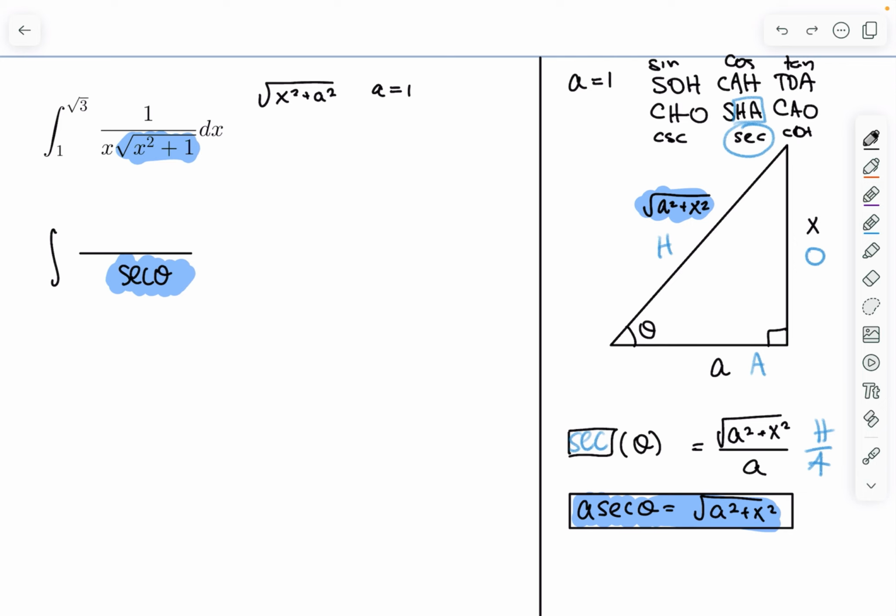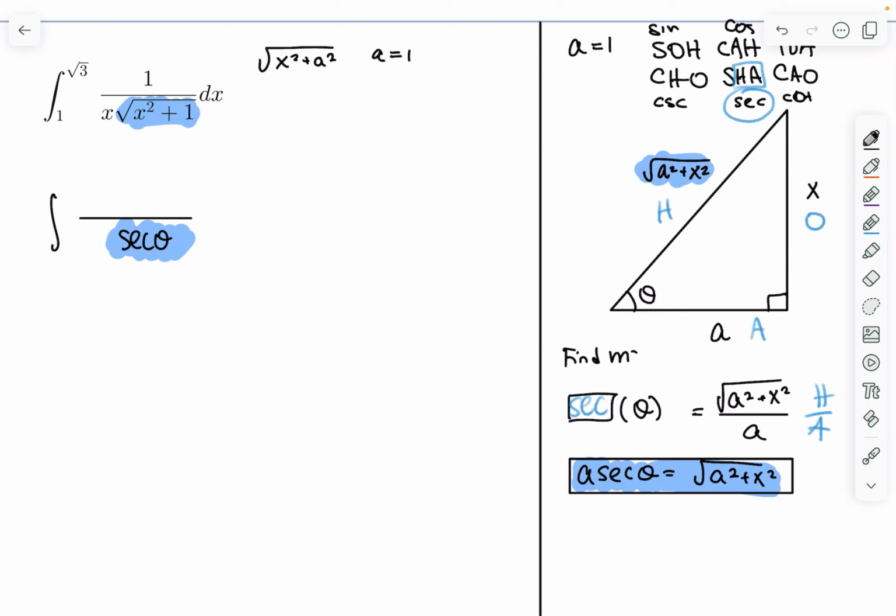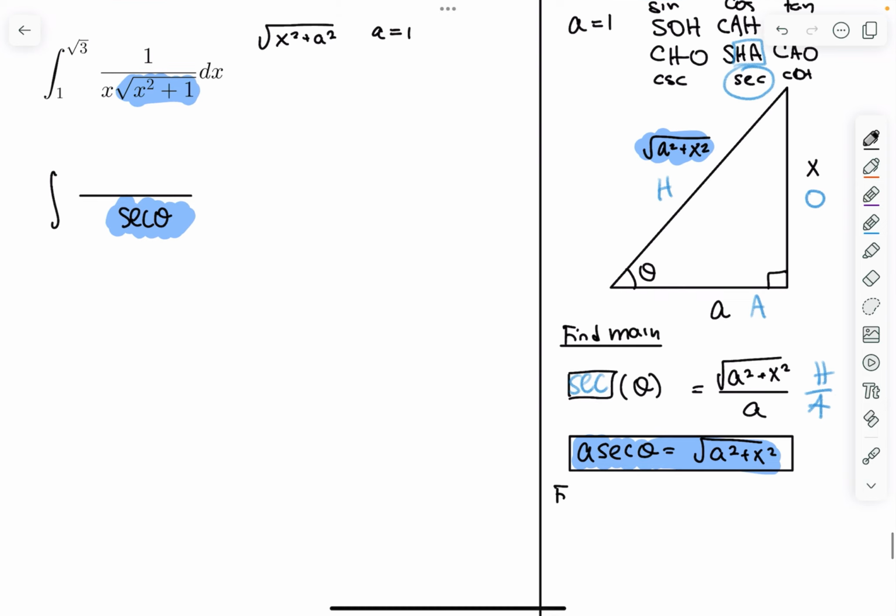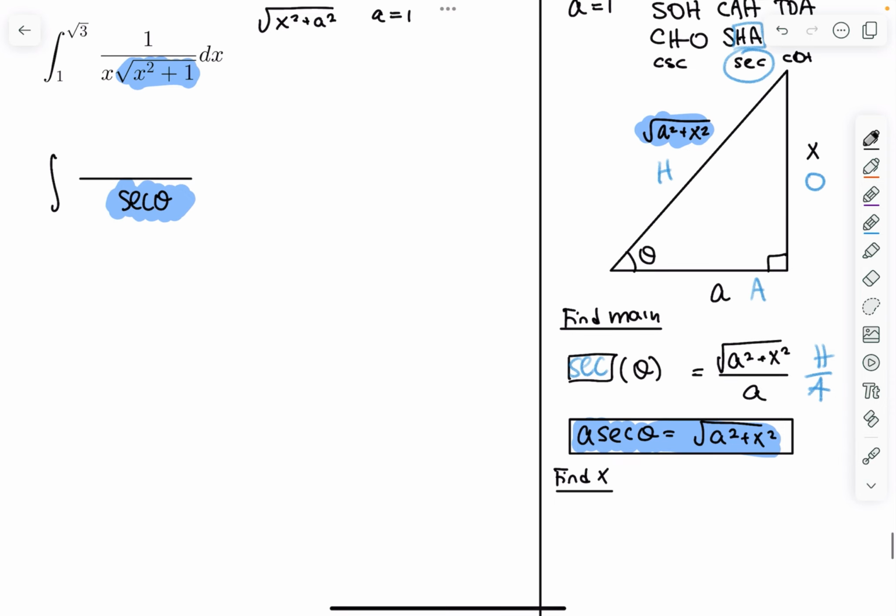And now we move on to putting x in terms of theta. So this was finding the main thing. Now let's go ahead and find x in terms of theta. So if I want to find x, remember the strategy is put what you want to find at the top, a always at the bottom, ask yourself blank of theta is going to give you x over a, then you ask yourself, okay, what is x over a in terms of theta? Well, x is your opposite and a is your adjacent.